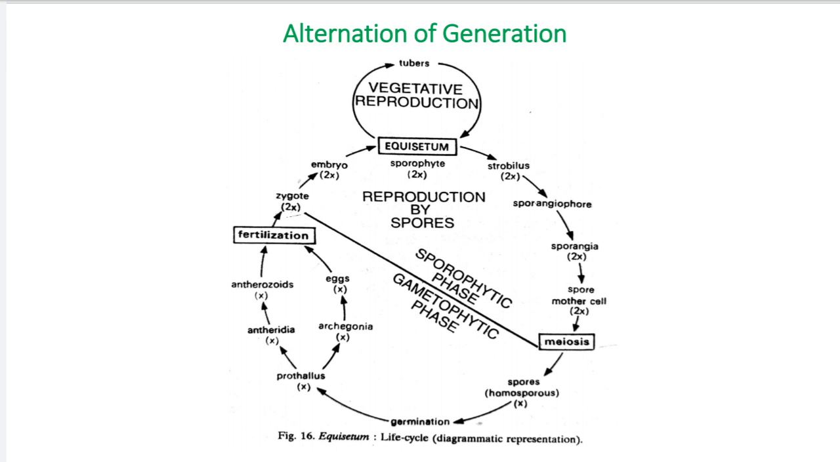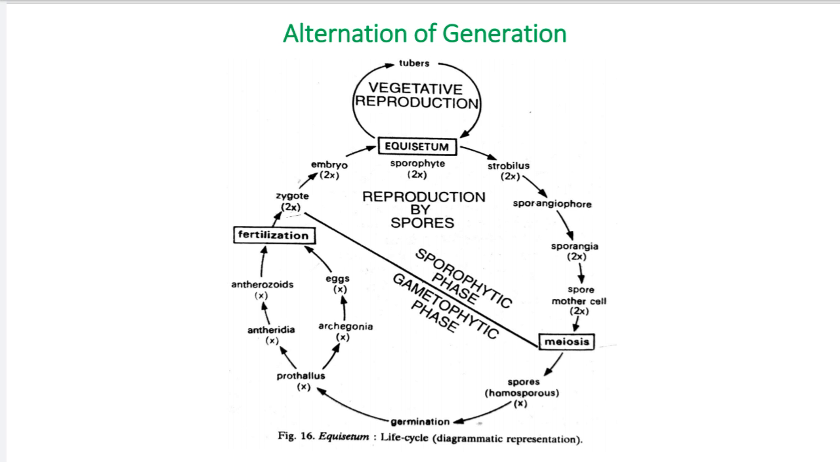Now, reproduction by spores. First is the sporophytic plant body. It produces the strobilus on the fertile branch. The sporophytic plant body is diploid, the strobilus is diploid, and the strobilus has many sporangiophores, which are diploid and have many sporangia. Sporangia contain spore mother cells, or sporogenous tissue, which is also diploid, and here meiosis takes place in the sporangium, and due to meiosis many haploid spores are developed in the sporangium.